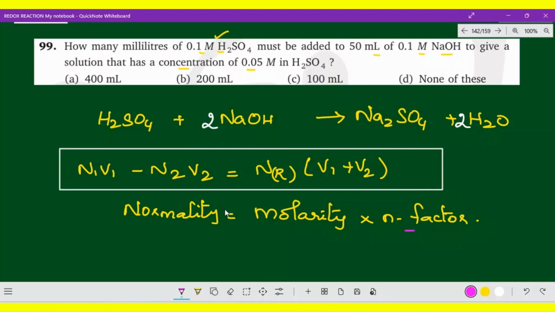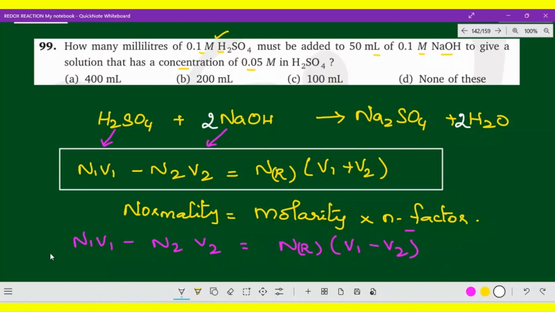Now in this point, N1V1 we can keep as H2SO4, and in the same way, N2V2 we can keep as NaOH. I hope now you got an idea. So N1 is molarity into n factor, the molarity of H2SO4. So here I just mentioned N1V1 minus N2V2 equal to NR into V1 plus V2.